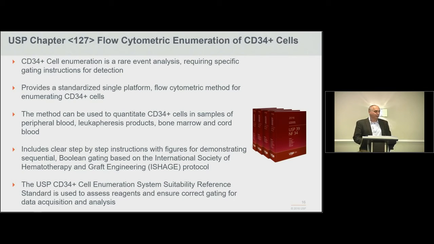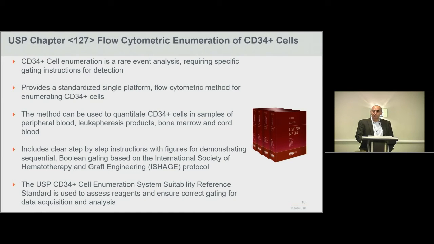What we did is we worked with an expert panel, and Rob Sutherland was part of that expert panel. 5-6 years ago, USP gathered this group, and we took that ISHAGE protocol and validated it through a multi-lab collaborative study to make sure it can actually measure the number of stem cells in these different types of product, and enhance how that method could be used in a QC environment, where you need to have an accurate measurement of the cells.